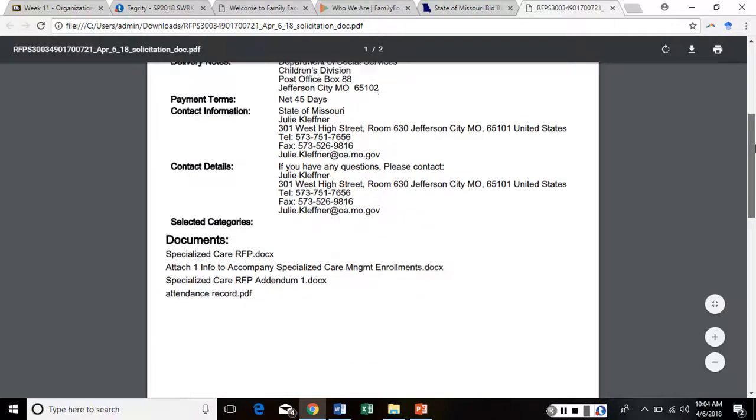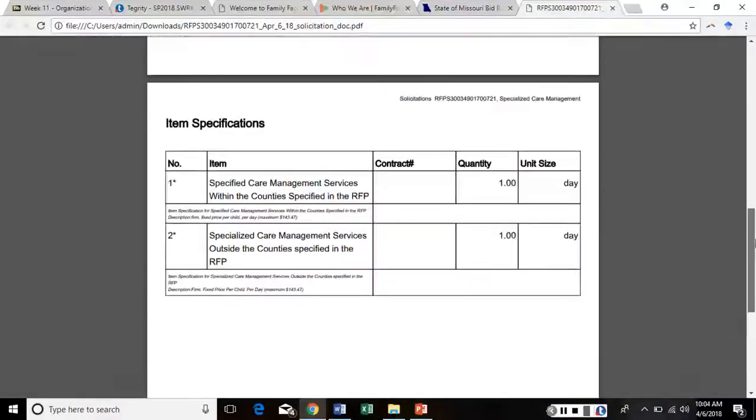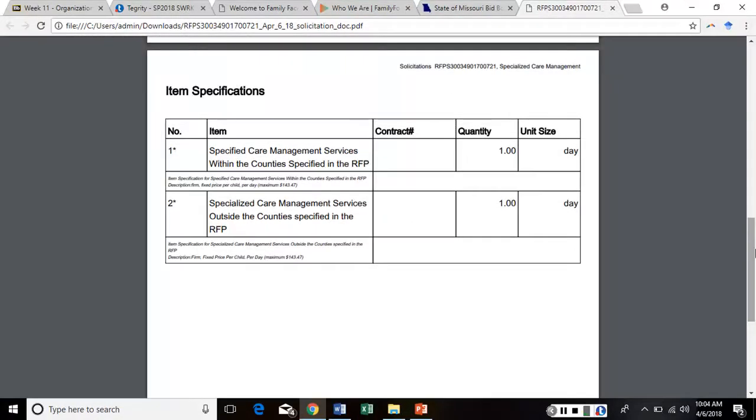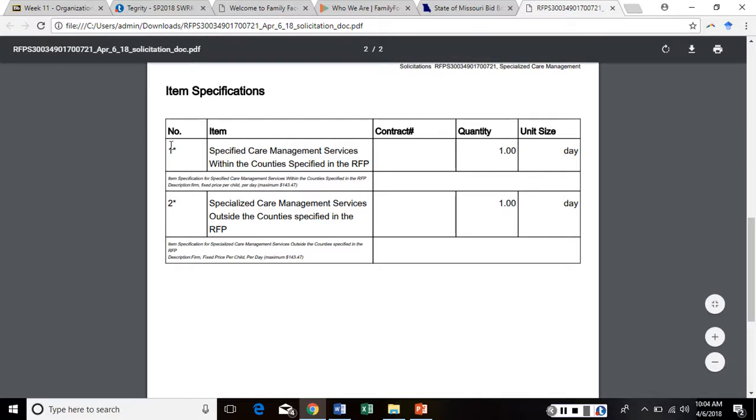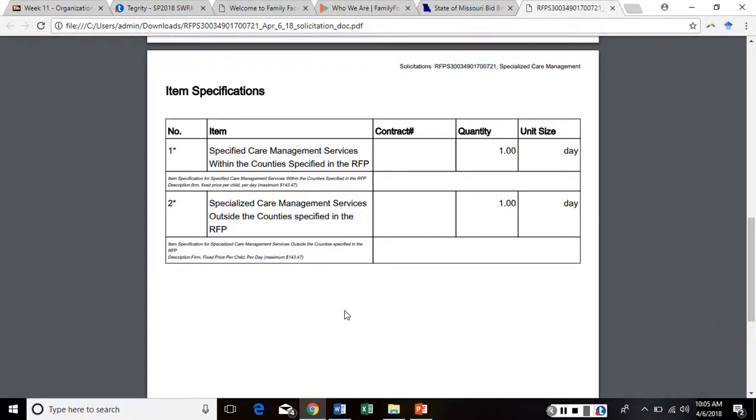You can read on here, but if you look at the item specifications, it kind of looks like they're just trying to buy rubber tracking: item, specialized care management services, contract, quantity, 1 per day. It's just interesting. It's a fixed price. It says down here, fixed price per child per day. Like we're trying to buy children in the state of Missouri. But this is what their contracts look like because this is the state. They have a very standardized process that has to be applied to nonprofit and for-profit businesses alike.